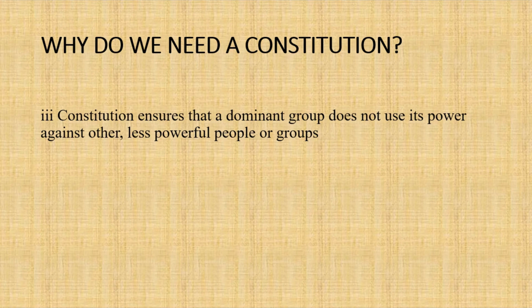Another important function that a constitution plays in a democracy is to ensure that a dominant group does not use its power against other less powerful people or groups. It means the majority should not dominate minorities. Generally, someone is strong, someone is weak, and the strong can always try to dominate the weak, right? But our constitution does not allow it.